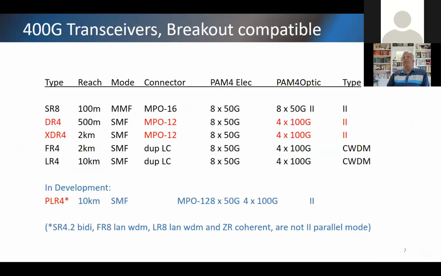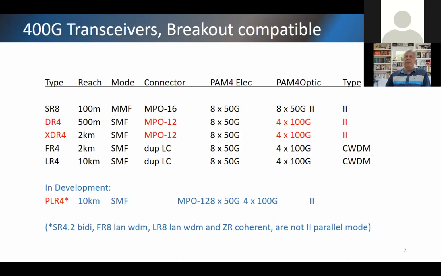Let's talk a little bit about the 400G transceivers that are available today on the market. We have our SR8s, our DR4s, our XDR4s, also known as DR4+, our FR4s, and our LR4s. In development, we have PLR4, SR4.2, which is a BiDi scheme, or bidirectional, FR8s, LR8s, and ZR, which are using coherent optics. We won't really get into those too much, but let's go back and talk about the ones that are readily available on the market today.